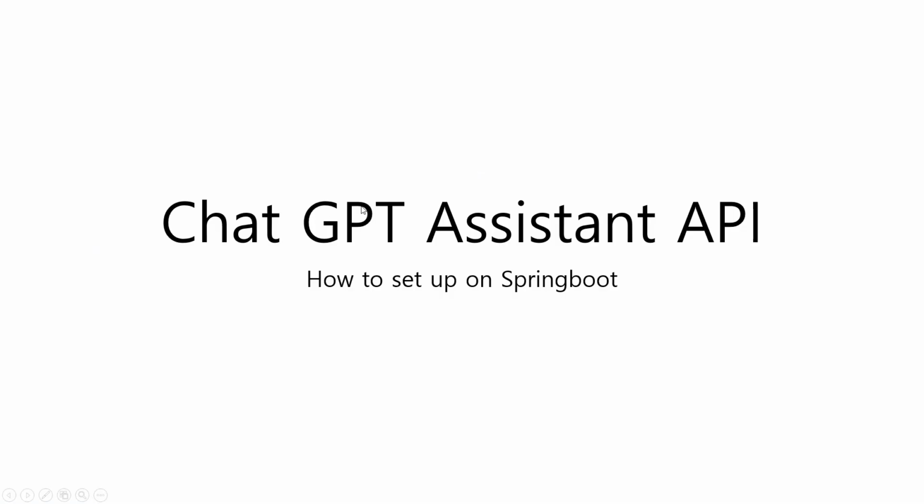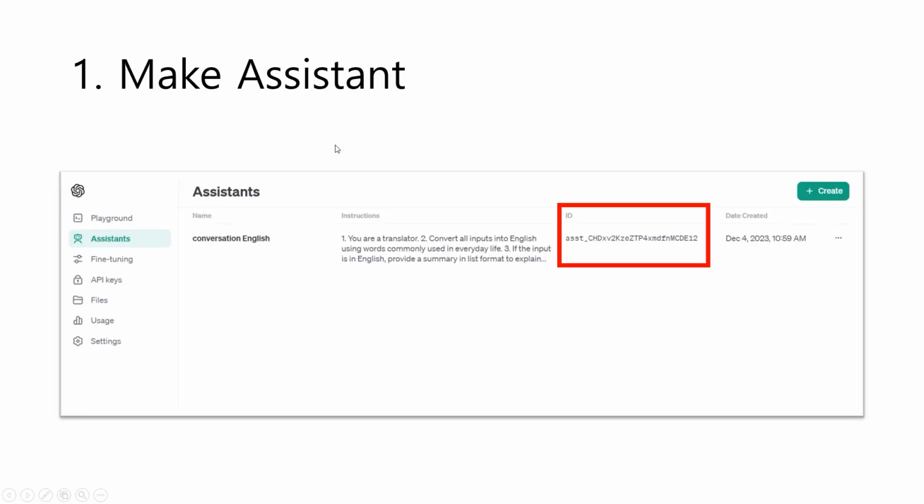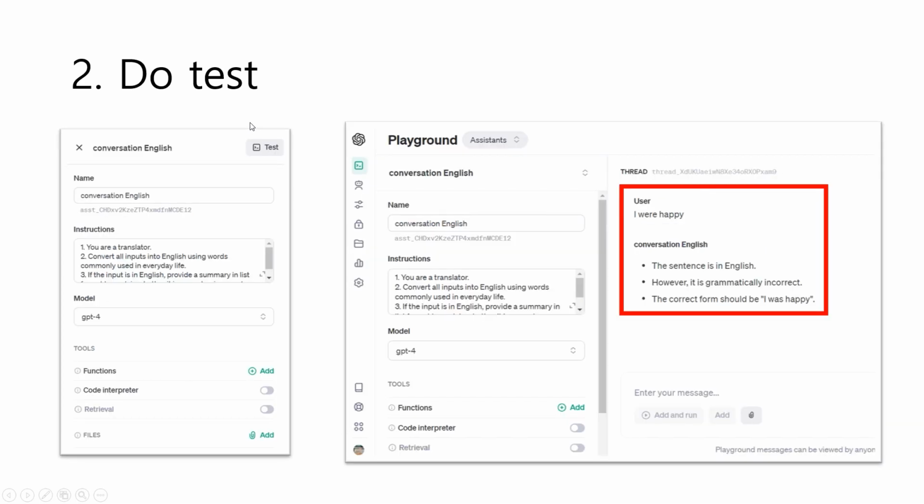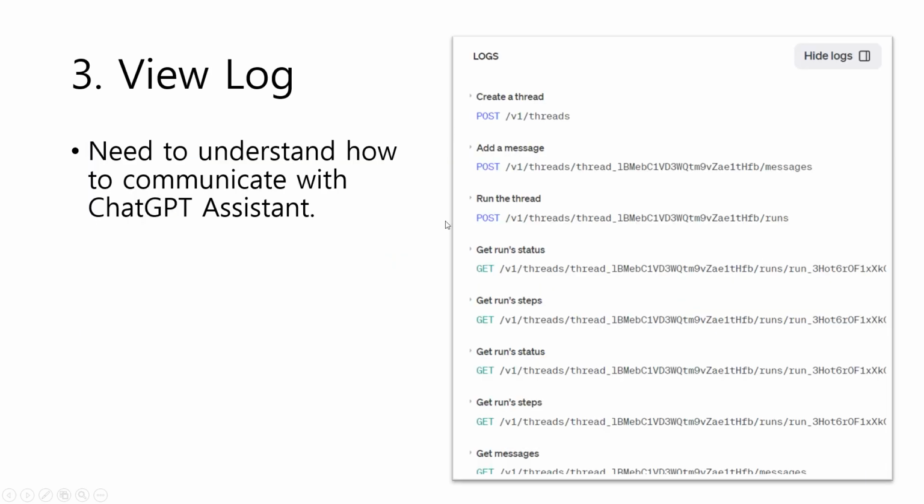Let's take a detailed look. The assistant ID will be used when we make programs. Look at the conversation and then the results. We can also review the provided instructions. There are many requests and responses in a single query.